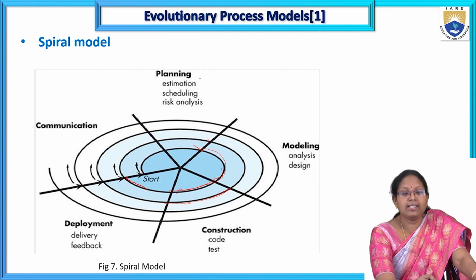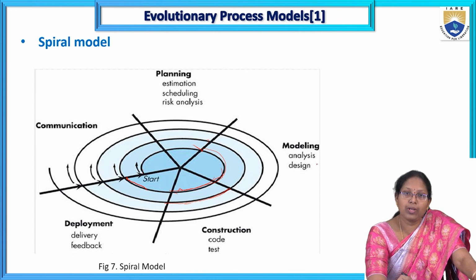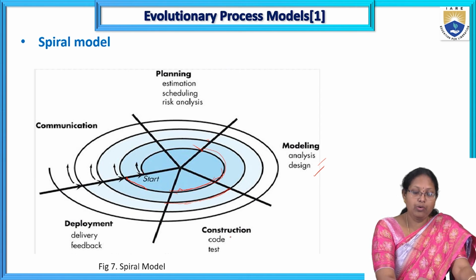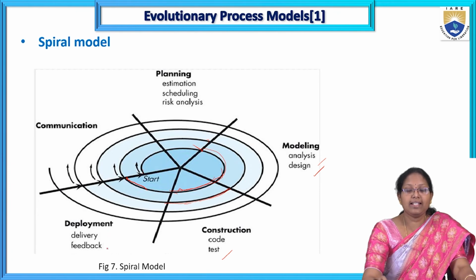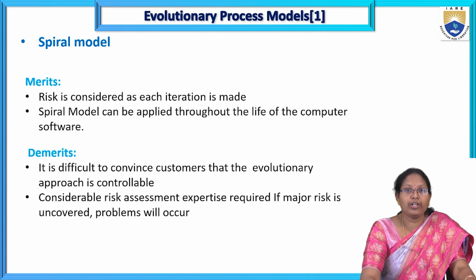The planning contains estimations, risk analysis, scheduling, all those things. Modeling contains, as usual, analysis and design. Construction contains code and testing. Finally, deployment contains delivery and feedback. These are the things in the evolutionary process model, the spiral model, right?